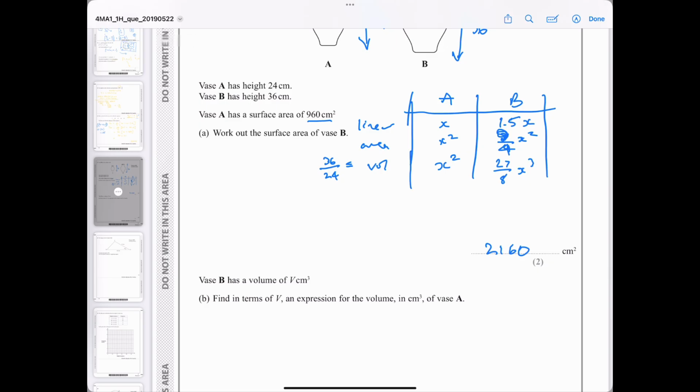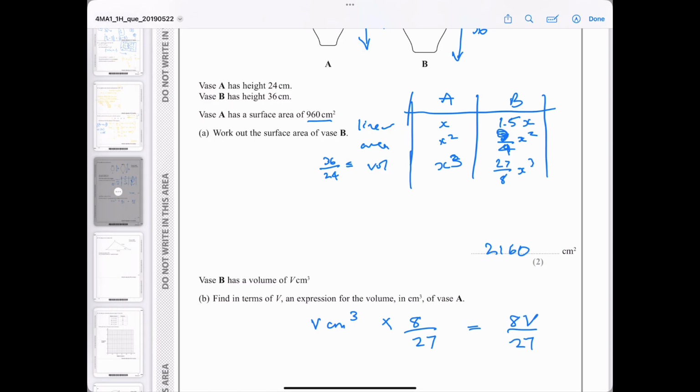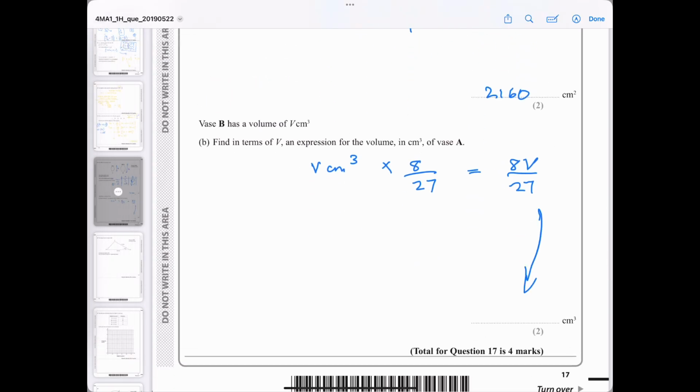Vase B has a volume of V centimetres cubed. Okay, how would we find out what vase A would be? So vase A would be that times 8 over 27. Or is there another way of putting that? So it would be 8V over 27. And that's your answer. Because you've just done a little chart. Doing a little chart is a lot easier than not doing a little chart.